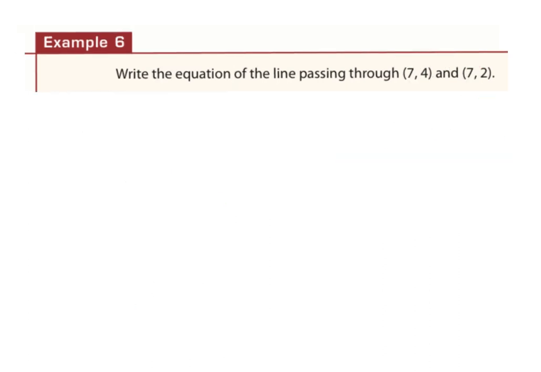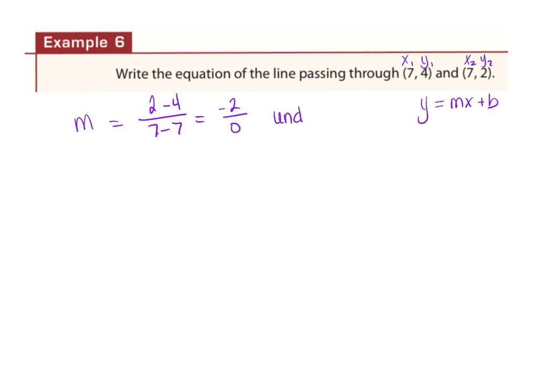All right. So once again, we have to solve for our slope. So before I can do anything with my y equals mx plus b, I need to have that m. And so I am going to label these and calculate my slope. I have 2 minus 4 over 7 minus 7. What's the problem here? I have a 0 in the denominator. This is an undefined slope.